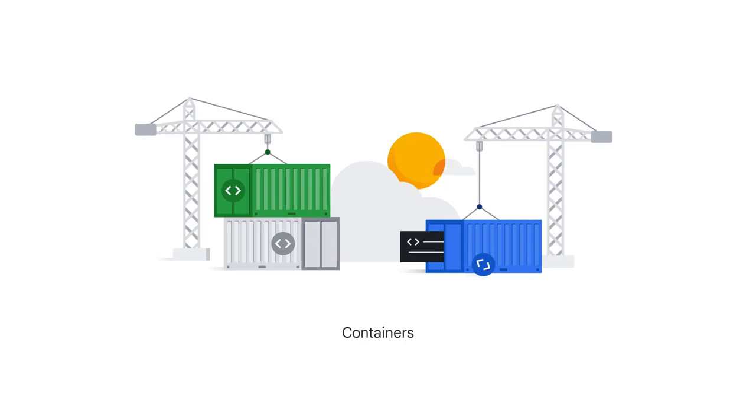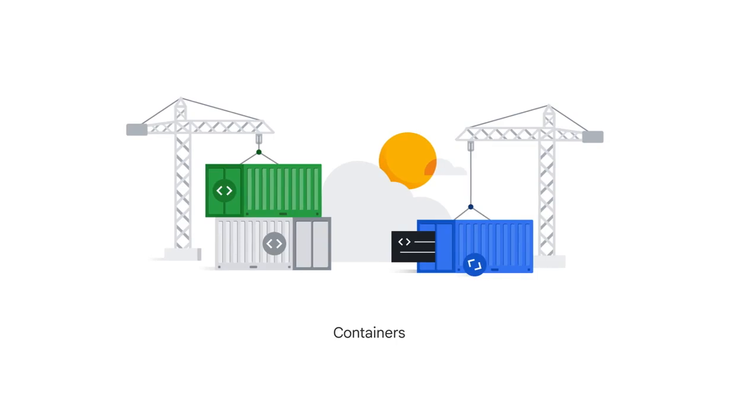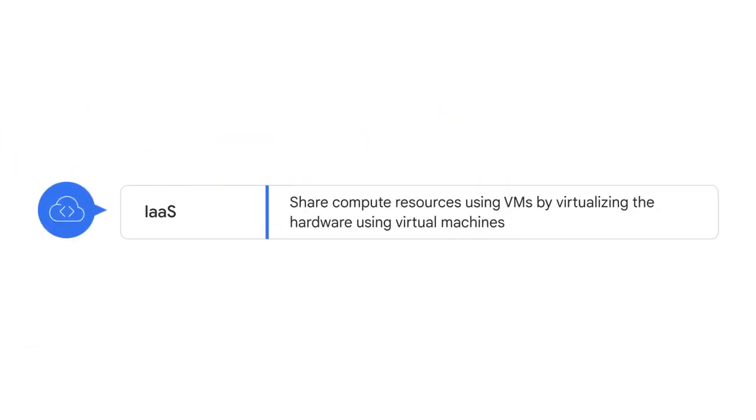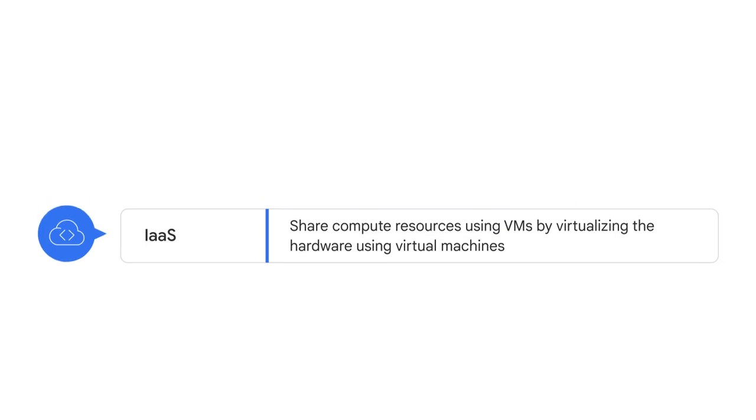In this section of the course, we'll explore containers and help you understand how they are used. Infrastructure as a service, or IaaS, allows you to share compute resources with other developers by using virtual machines to virtualize the hardware. This lets each developer deploy their own operating system, OS, access the hardware, and build their applications in a self-contained environment with access to RAM, file systems, networking interfaces, etc.